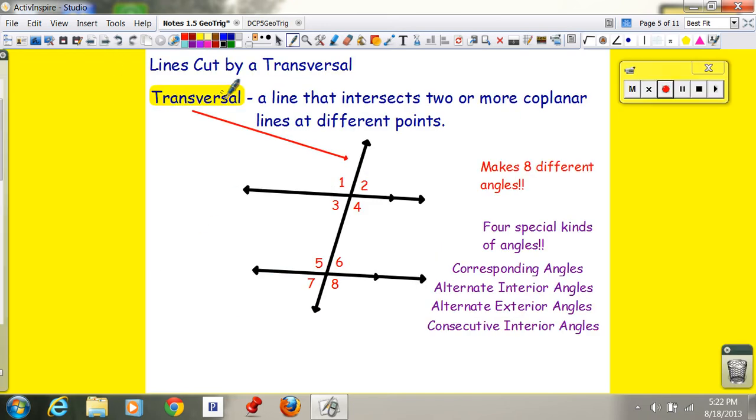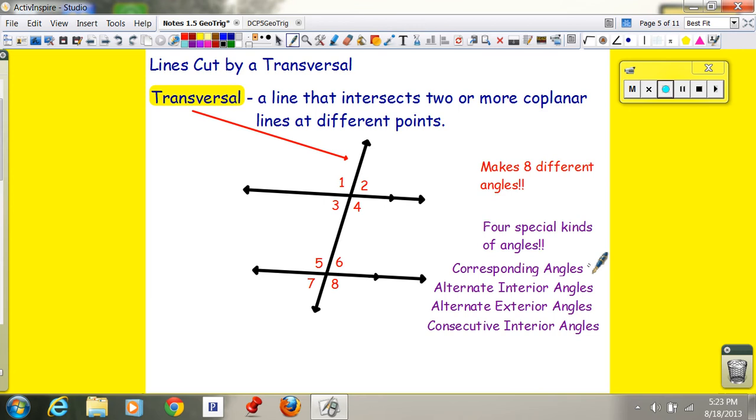A transversal is a line that intersects two or more coplanar lines at different points. So it's going to intersect two coplanar lines. This one line is called the transversal here. It intersects these two lines, one at this point and one at this point. It makes 8 different angles. It makes 1, 2, 3, 4, 5, 6, 7, 8 different angles. And 4 of them are special kinds of angles.